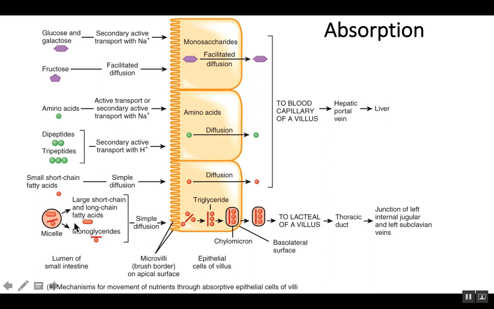But you'll notice the big difference here is with the long chain fatty acids. They actually get reassembled inside of an absorptive cell. So notice we have the fatty acids and the monoglycerides, which is basically a single fatty acid attached to a glycerol backbone. They're going to be absorbed in. Triglycerides are reformed inside the absorptive cell and packaged in a lipoprotein called the chylomicrons.